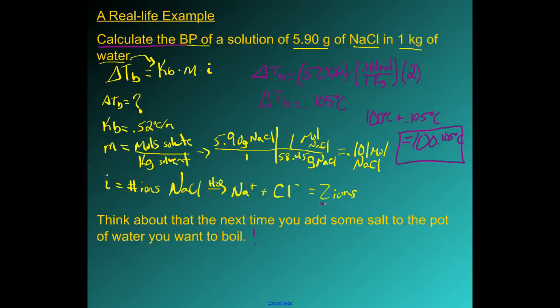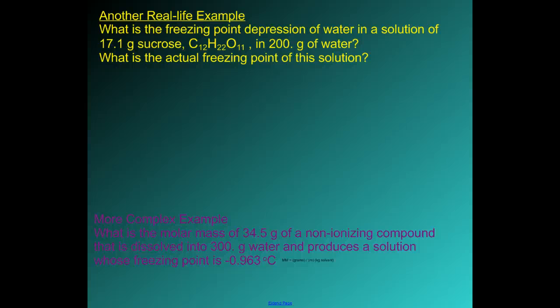So let's look at another example here of how freezing point can affect the solutions. We're going to look at freezing point depression of water in a solution of 17.1 grams of sucrose in 200 grams of water. What's the actual freezing point of the solution? So let's start off by writing down what we are given. We're asked to find the freezing point depression of water. So freezing point depression is going to be my delta T_f. That's my unknown.